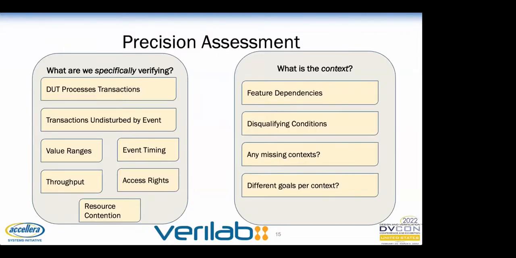It's also important to ask, what is the context for this feature? Under what conditions are we verifying this? What are the dependencies? Are there any disqualifying conditions where we don't verify it? And if so, do we have to verify something else? Are there other contexts that exist that we completely overlooked? These kinds of questions are very likely to reveal scenarios that were overlooked in the initial plan and aren't called out in the spec.